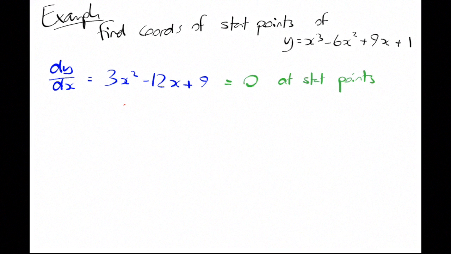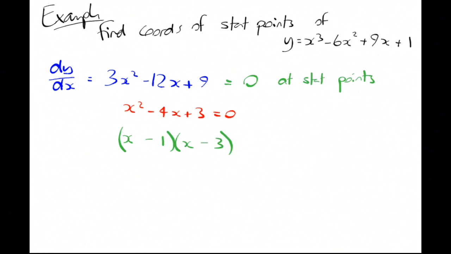So we can simplify that quadratic by dividing through by 3. We get x squared minus 4x plus 3 equals 0, and we can factorise that bracket. The x squared will be x and x, the 3 will be 3 and a 1, and they're both going to be negative. So that gives us two answers, x equals 1, x equals 3.